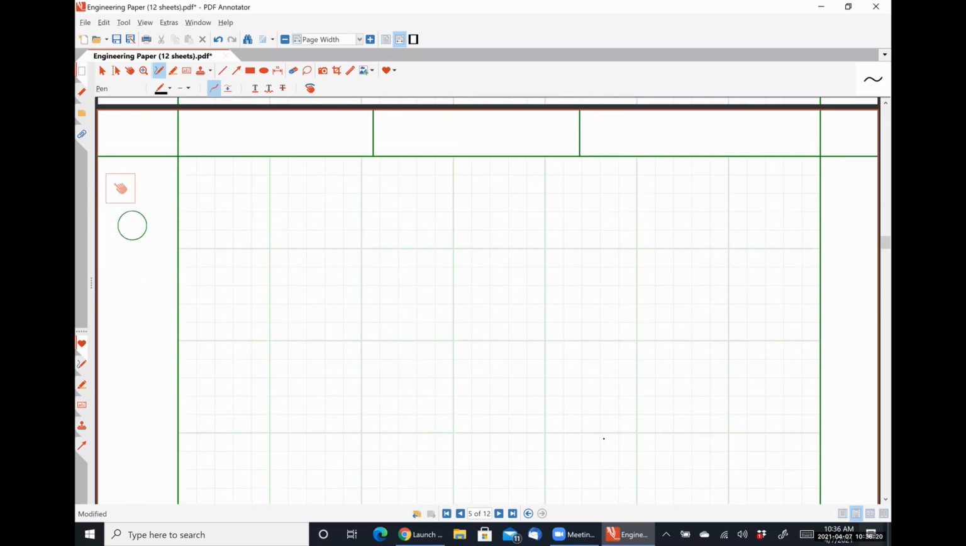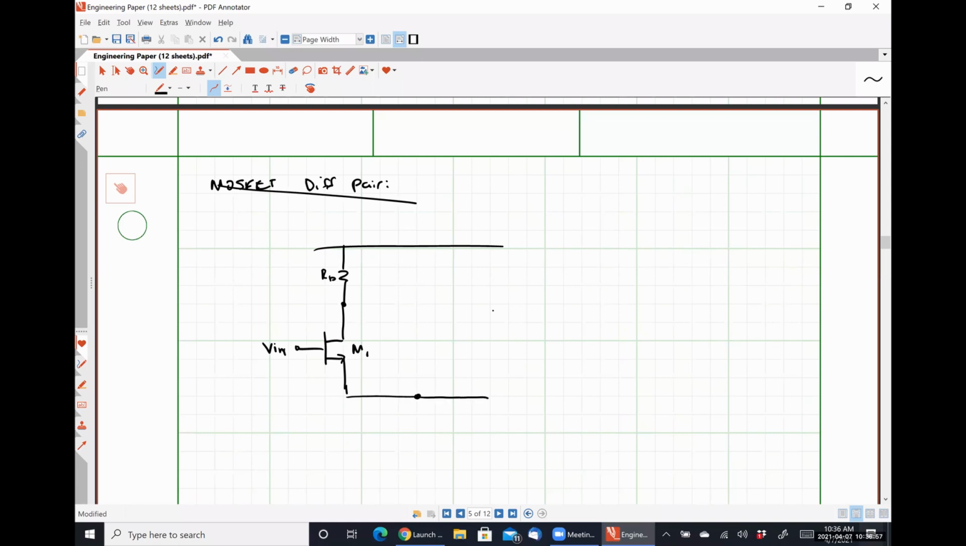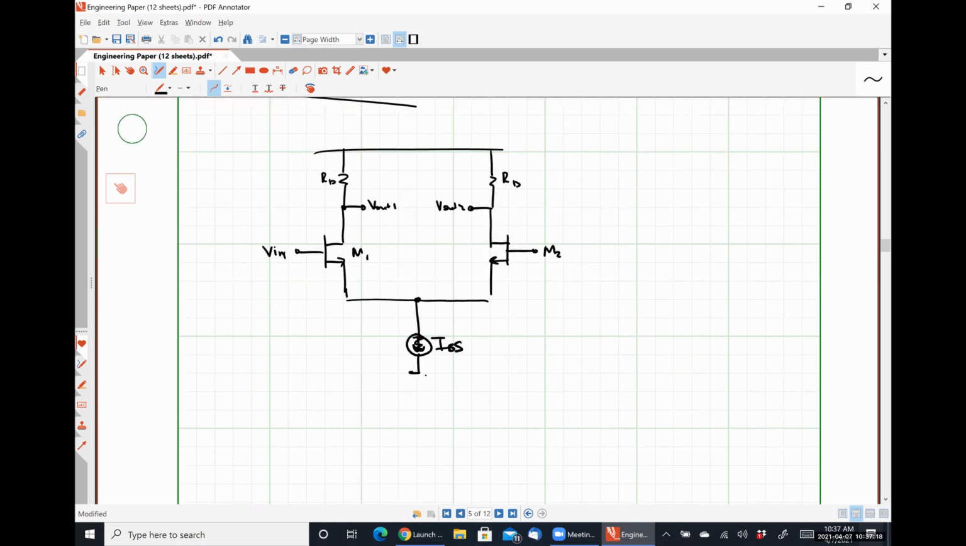MOSFETs. So we got something going on like this. Here's RD. Here's M1, V_in1, here's M2, V_out1, V_out2, here's our other RD. I'm sorry, that's supposed to be a current source, ISS. All right.